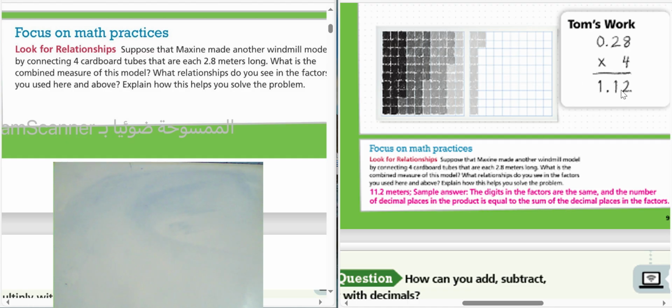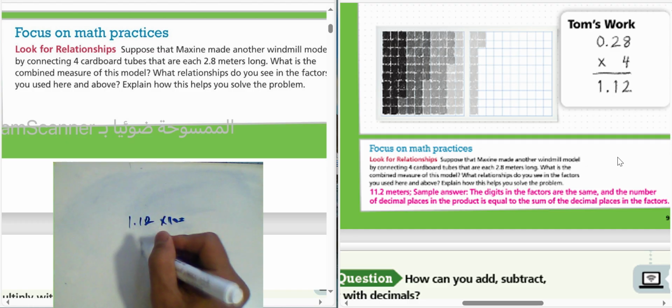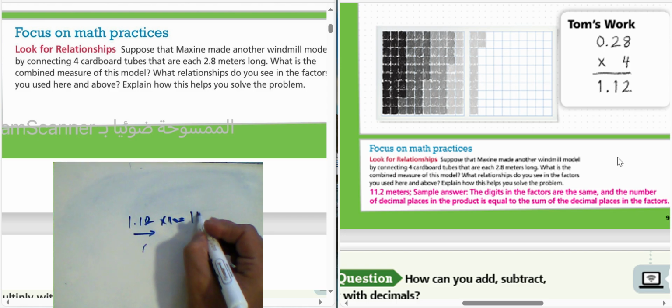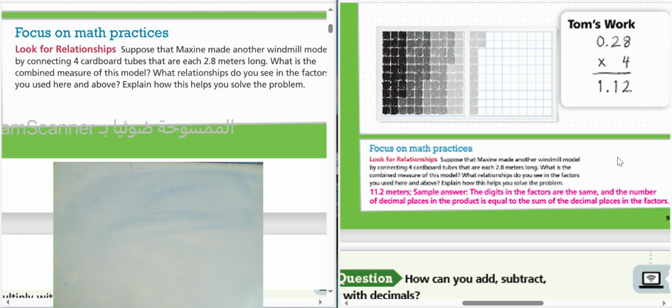The simple answer is the answer here. The point will be after two places, 1.12. Okay. The digit is the fraction. He asked about what is the number if we product by 10. We must move the point to the right by one place. Like this, 1.12 product by 10. We must move the point right by one place, write 11 point 2. The result will be 11 and 2 tenths. The digits in the factors are the same, and the number of decimal places in the product is equal to the sum of decimal places in the factors.